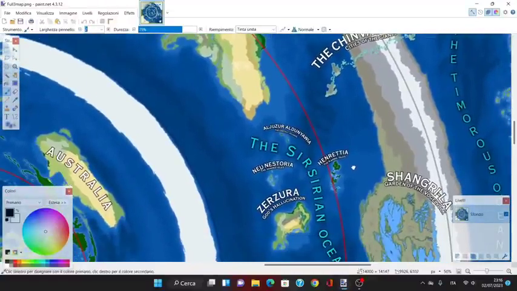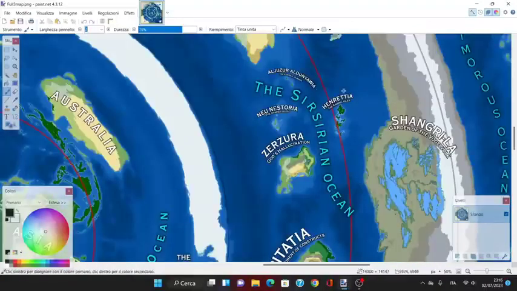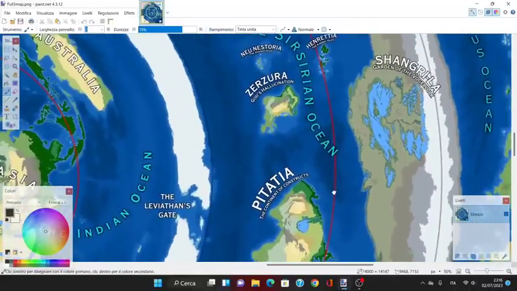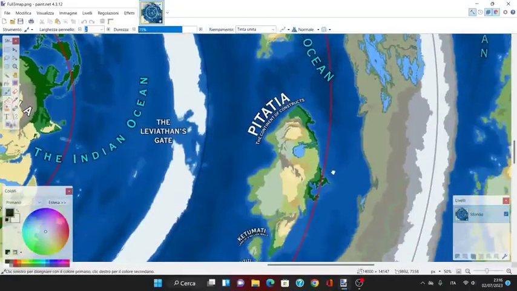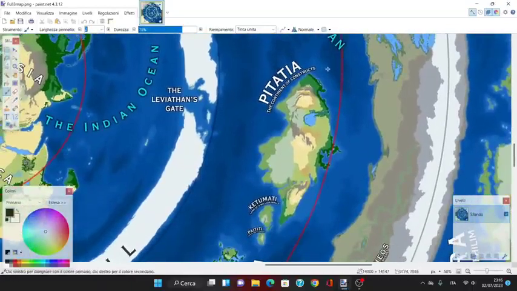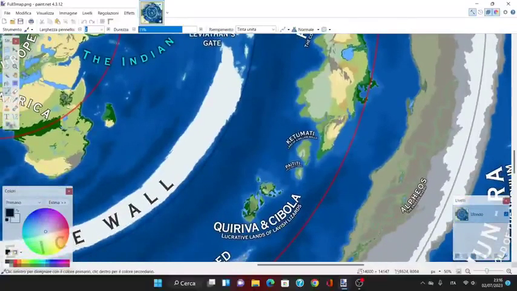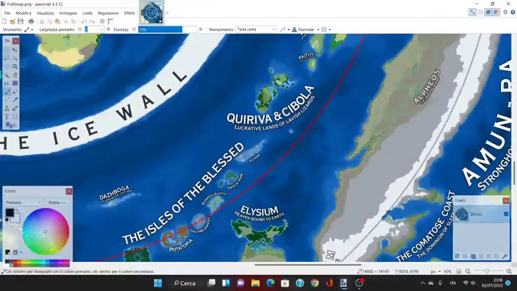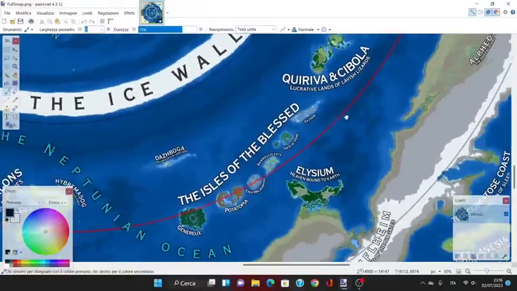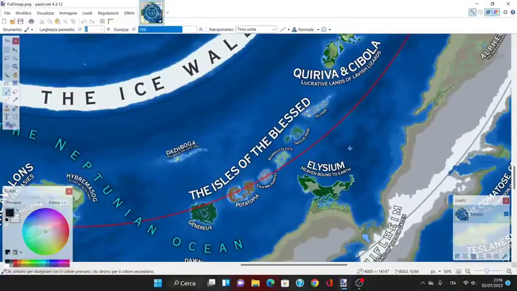It is not to be focused on the political matters, the geopolitical matters, but it is mostly focused on the geographical factors. So we even have names and epithets for these continents, like Pitacia, the continent of constructs, Ketumati, land of a million walls, Quiriv and Cibola, lucrative lands of lavish lizards, all things we mentioned again in the last episodes.